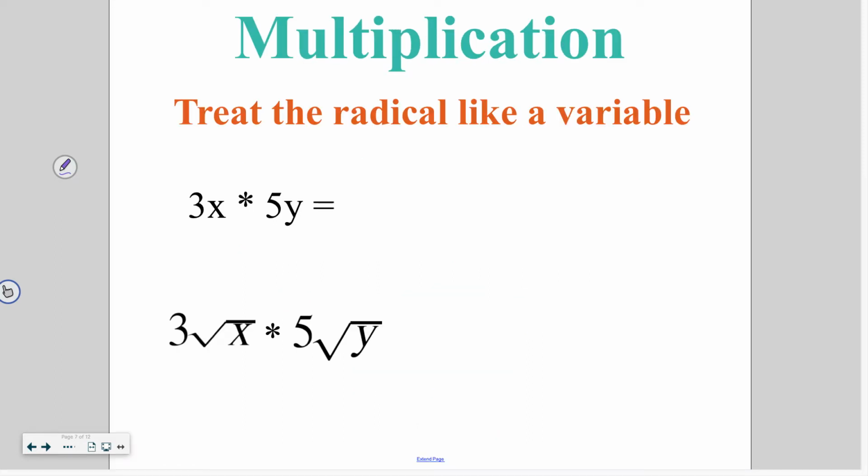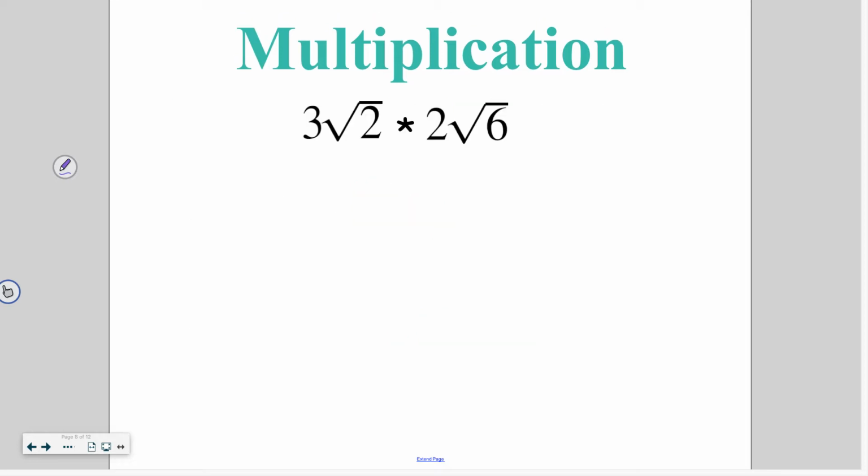Other things that we can do with square roots is multiply them. Again, we're going to treat them like a variable. So if I have 3x times 5y, I get 15xy. When I'm looking at square roots, I multiply the numbers outside the square roots, which is going to give me 15 outside the square root. And then inside, I've got x and y. So anything outside the square root is going to stay outside when you multiply. Anything inside is going to stay inside.